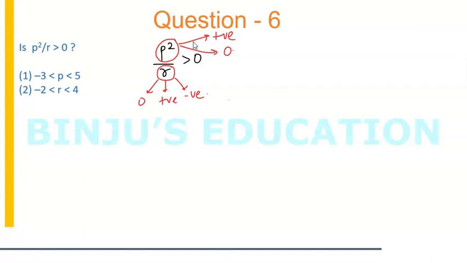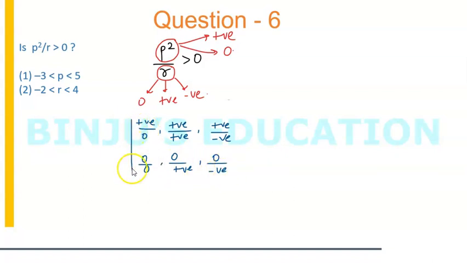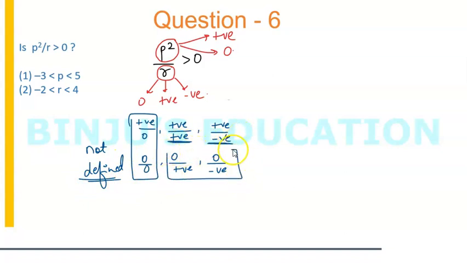Also, if I draw out all the possibilities as far as the signs are concerned for p square by r, I can have positive divided by 0, I can have positive divided by positive, I can have positive divided by negative, and I can have 0 by 0, I can have 0 by positive, and I can have 0 by negative. So these two are effectively not defined in maths. This will give me a positive result, this will give me a negative result, and these two are going to give me a zero result.